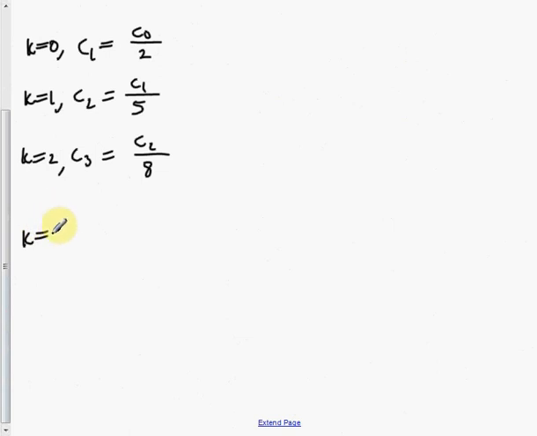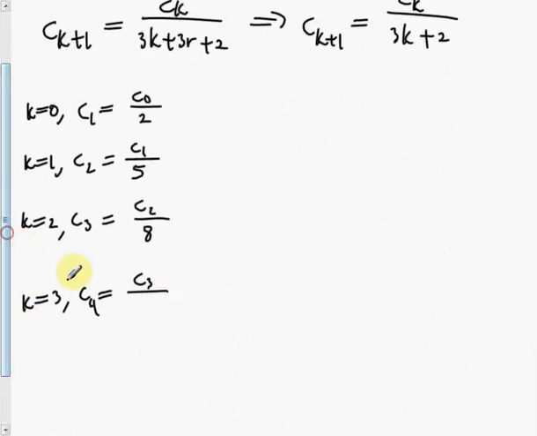When k is equal to 3, c sub 4 is equal to c sub 3 all over 3 times 3, 9 plus 2, you get 11.